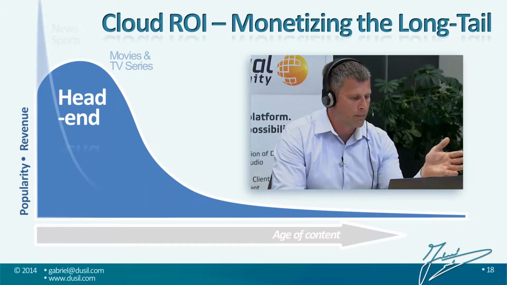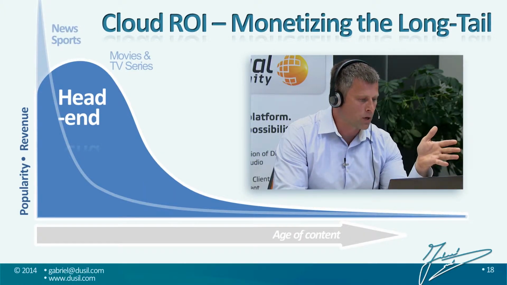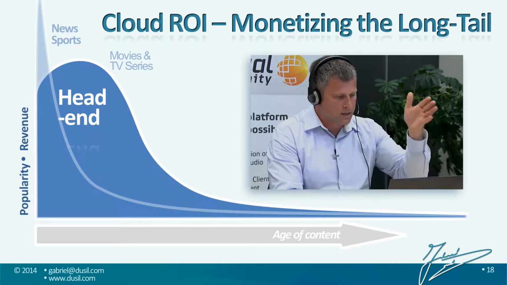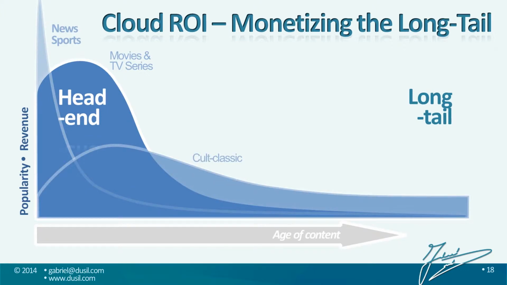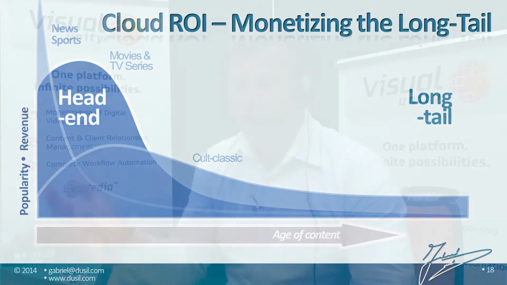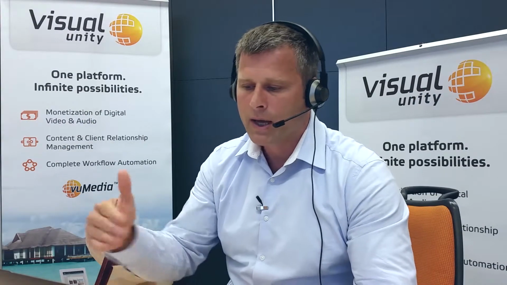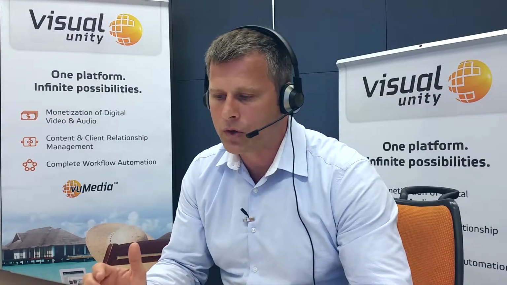When we look at, for example, a news or sports broadcast, then that is going to spike even higher, but it loses its value much faster. The third example is a cult classic. It may not be successful in the opening weekend, but because of the fan base that it generates over time, it sustains a certain level of revenue.